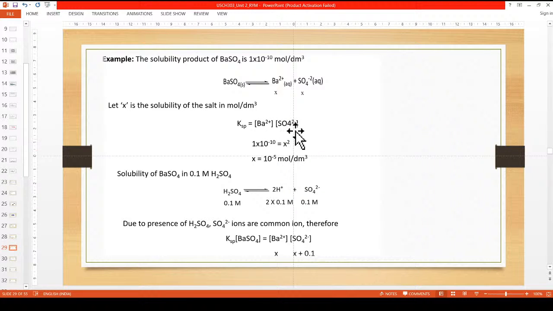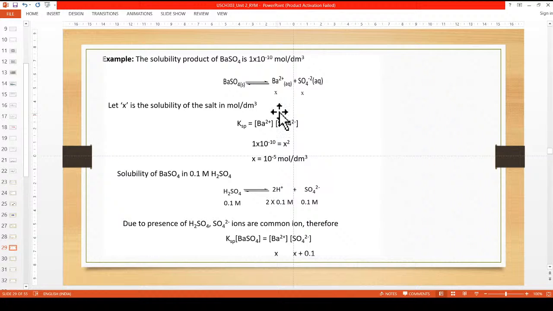BaSO4 is the concentration of Ba2 plus into the concentration of SO4 2 minus. Since 1 BaSO4 contains 1 Ba2 plus, the concentration of Ba2 plus will be the same as that of BaSO4, and the same way for SO4 2 minus. Therefore it will be x square. Since the Ksp value is given, you can calculate x, that is the solubility of the salt in water, which will be 10 raised to minus 5 moles per dm cube.